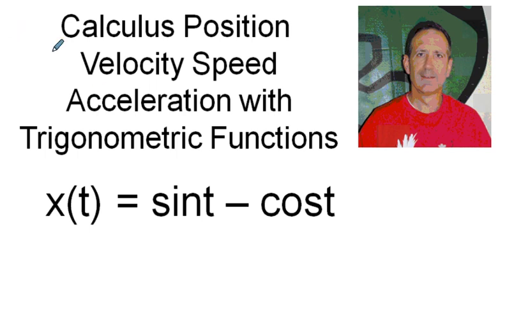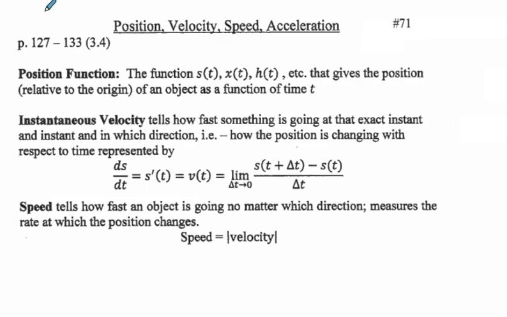Calculus: position, velocity, speed, and acceleration with trigonometric functions. Earlier in the year, in the first semester, we covered this, but we're going to look at the same concept again. There's a relationship between position, velocity, speed, and acceleration. Speed is just the absolute value of velocity. And above, we have essentially the definition of a derivative.